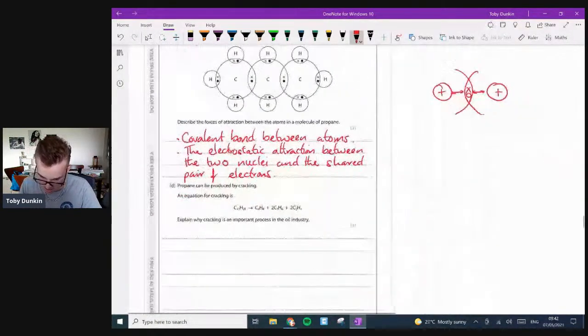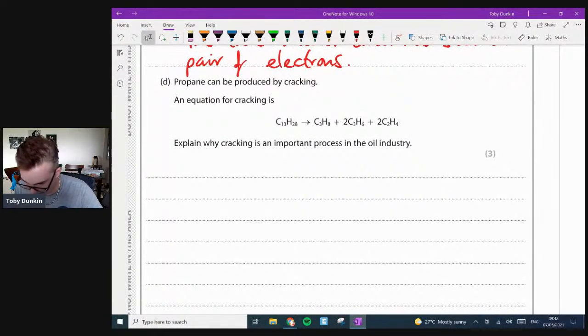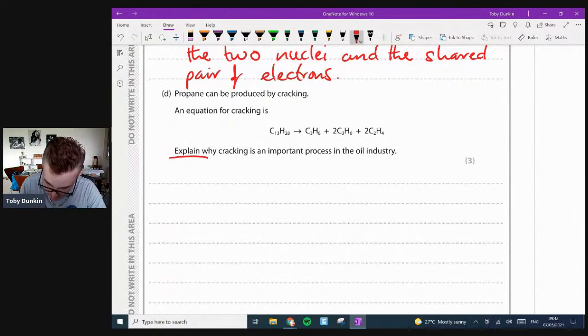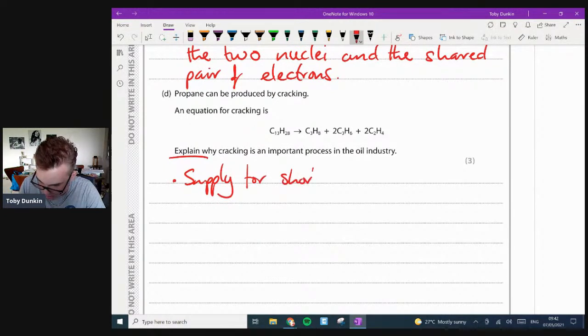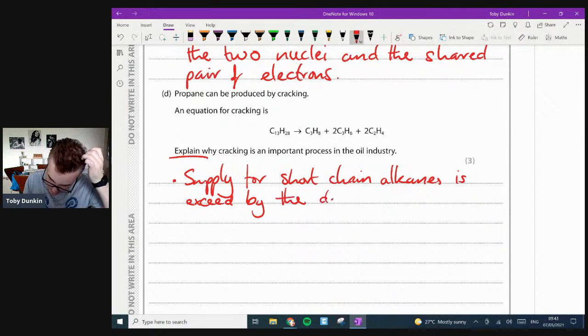Next, propane can be produced by cracking. Explain how cracking is an important process in industry. Why? So the supply for short chain alkanes is exceeded by the demand. So we need more short chains.